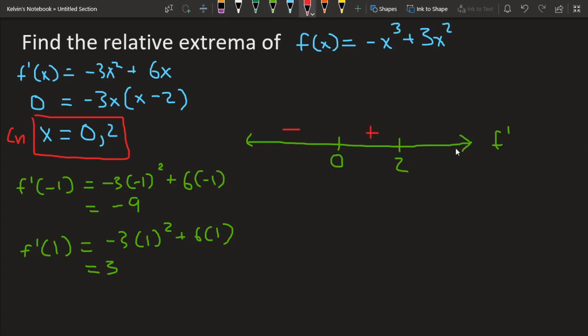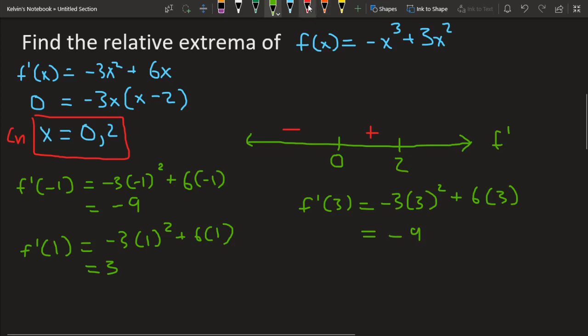And from 2 to infinity, we can use the number 3. So let's do that. F prime of 3 is equal to negative 3 times 3 squared plus 6 times 3. And if we plug this all in, we get that it is equal to negative 9. So that means from 2 to infinity, it is a negative sign. So we can signify it like that.